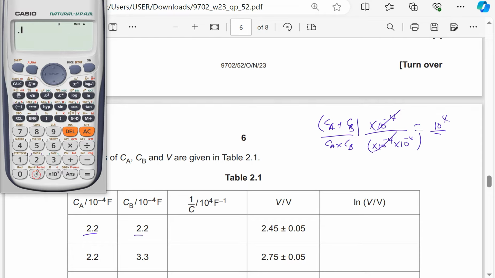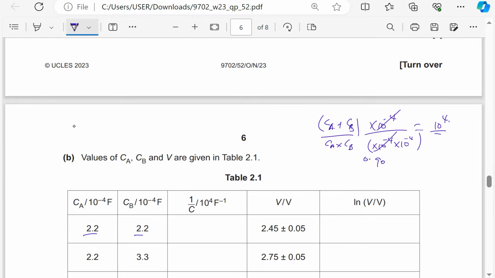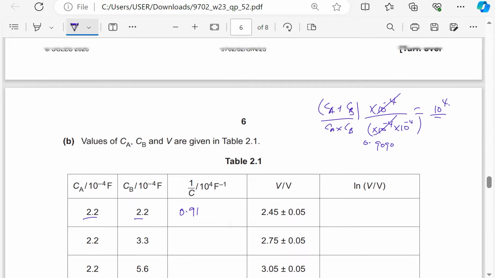So I'll say, let me open the bracket, 2.2 plus 2.2, divided by 2.2 times 2.2. So this is 0.9090, and to two significant figures it becomes 0.91. I could record 0.909, but when you have many significant figures, plotting becomes the challenge.